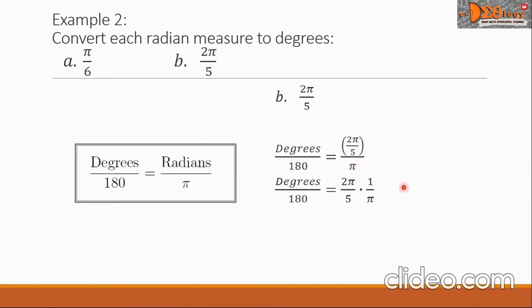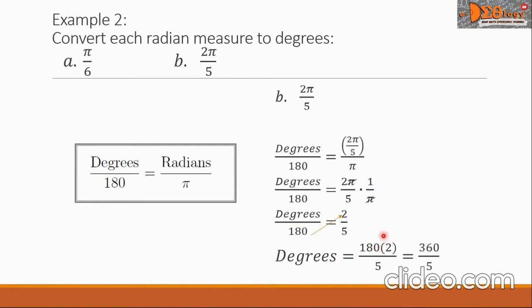On the right hand side, we can now cancel the pi and the pi respectively. When we do that, the right hand side becomes 2 over 5. To simplify further, this 180 now, we will cross multiply to the right hand side. It means it will be multiplied to the number 2. So 180 times 2 all over 5. And the degrees will be alone on the left hand side.